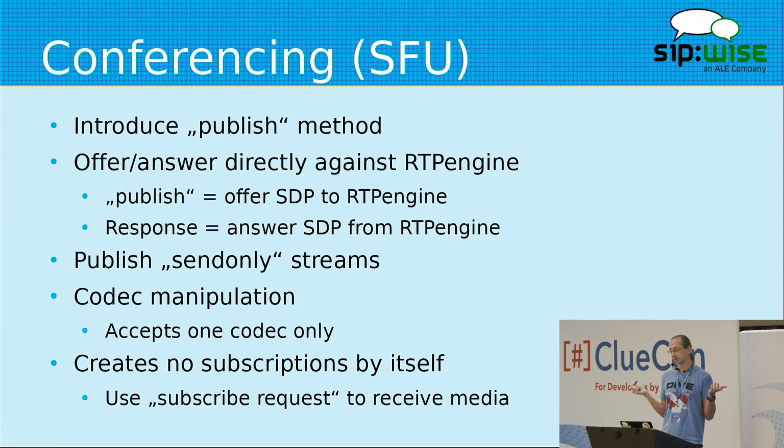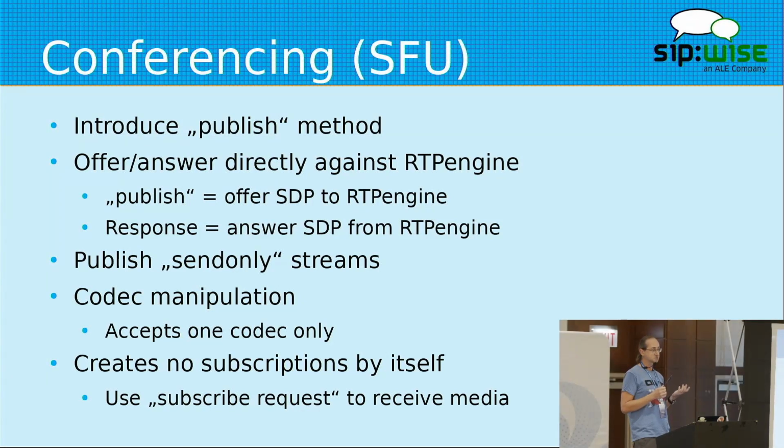You can offer multiple codecs. RTPengine would accept one codec only, and you can influence which one it is. So you can give it a list of preferences, which ones you prefer. And the publish does not create any subscriptions on its own. So if you do just the publish and start sending your stream, this essentially ends up nowhere. It's like a black hole, it doesn't get forwarded anywhere, until you add subscriptions elsewhere.